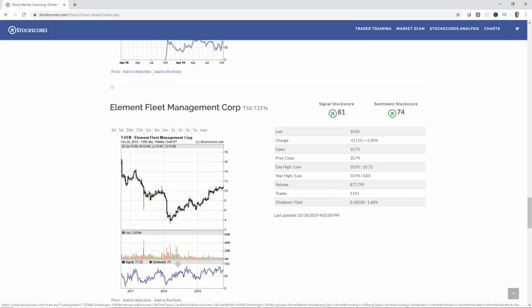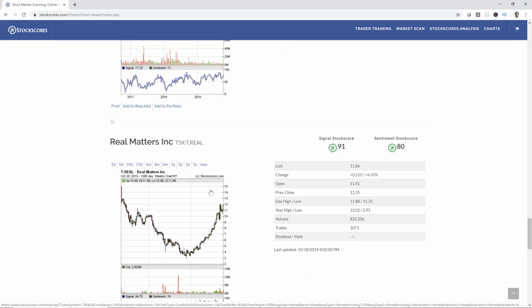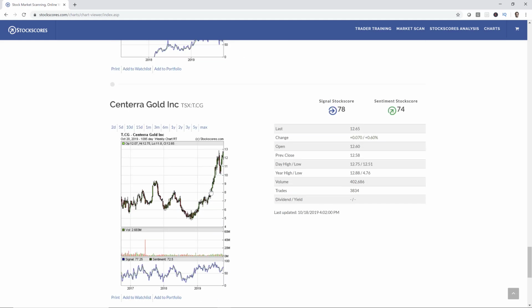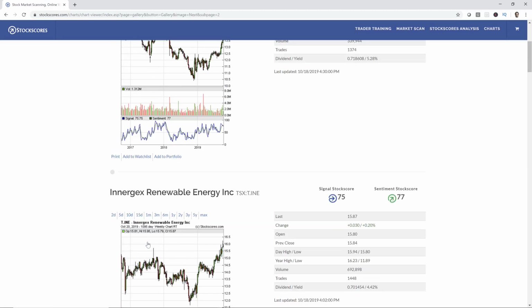Element Fleet Management, EFN, another stock that I featured somewhere right back in there. Still looks good, but I think it's a little late to chase it now. We'll just continue along. I think there were a couple of stocks that I liked today.